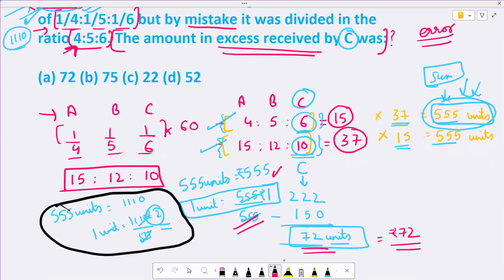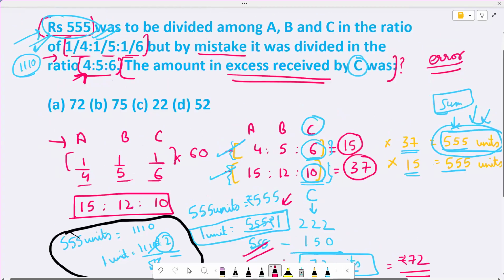Why? Since the value of 1 unit is equal to rupees 1, which we just now derived. So the answer for this particular question will be equal to rupees 72. This will be the answer. Let's move on to the next question.